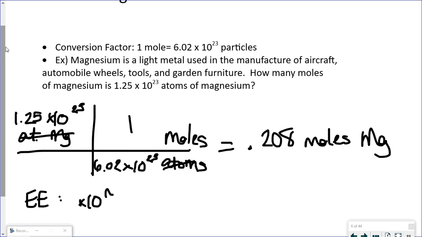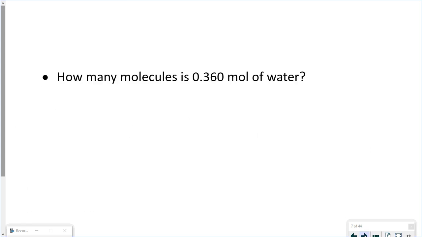But note that if you do not use one of these, it is likely to give you a wrong answer, even if you have the correct setup. Let's look at another problem. How many molecules is 0.360 moles of water?